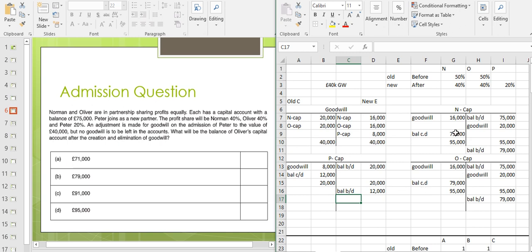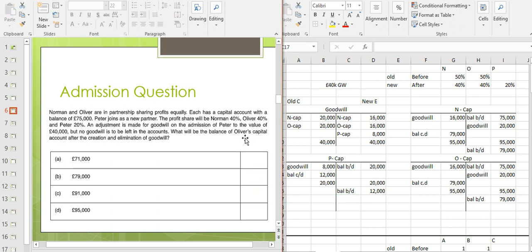However, these two will benefit. Existing partners benefit, new partner loses out. Peter's not actually losing out. He's losing out in the short term. He's got a little bit less cash, but in the long term, he will receive profits. He's now a partner, and he will receive 20% in profit. Okay, so like I said, for this particular question, I thought it would be best to go through goodwill and capital account, so you can see double entry there, etc. For this particular question, Oliver's capital account now has 79, so your answer is B.